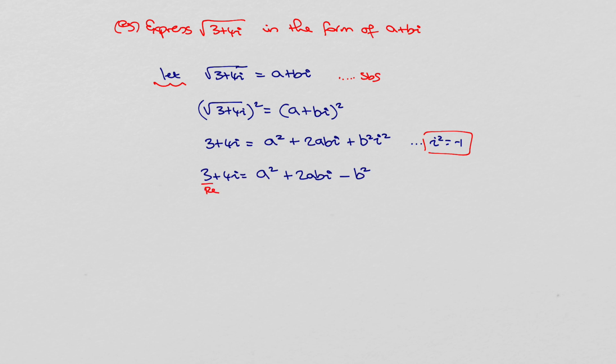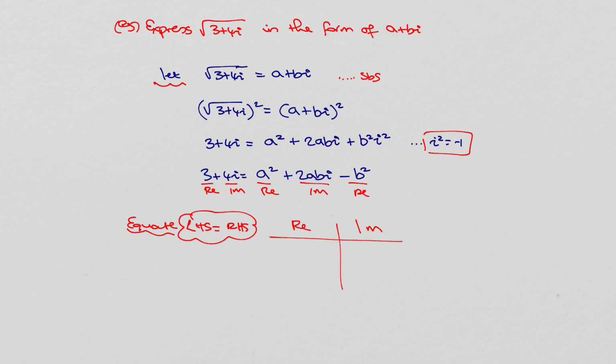So underlining the real parts and the imaginary parts on the left and on the right. And then we equate the left-hand side with the right-hand side. So the real on the left is 3, and the real on the right is a squared minus b squared. And on the imaginary parts then, on the left we have 4, and on the right hand side we have 2ab. So that can simplify to give me 2 equals ab.